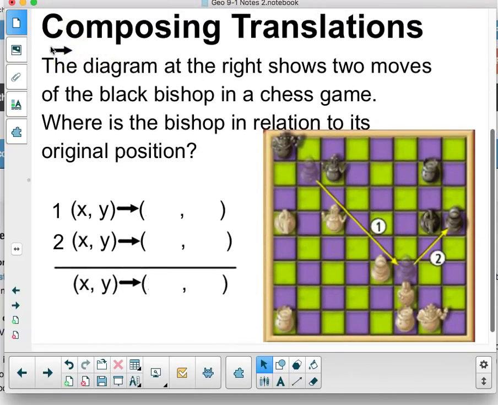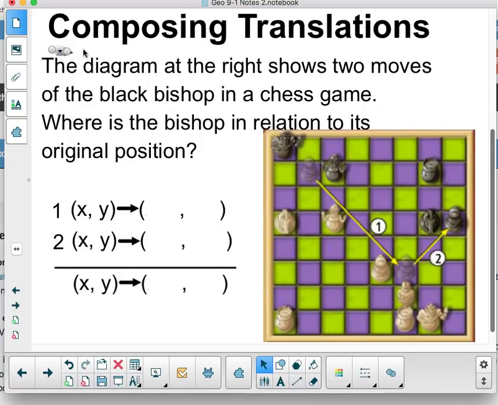Okay, the diagram at the right shows two moves of the black bishop. This is move 1 and this is move 2. If I use move 1, and remember, moving to the right is positive, moving down is negative, 1, 2, 3, so I'm adding 3 and down 4. 1, 2, 3, 4. Actually, I got to move over 4, don't I? 1, 2, 3, 4, down 1, 2, 3, 4. So I should have gone +4, -4 from my original position.